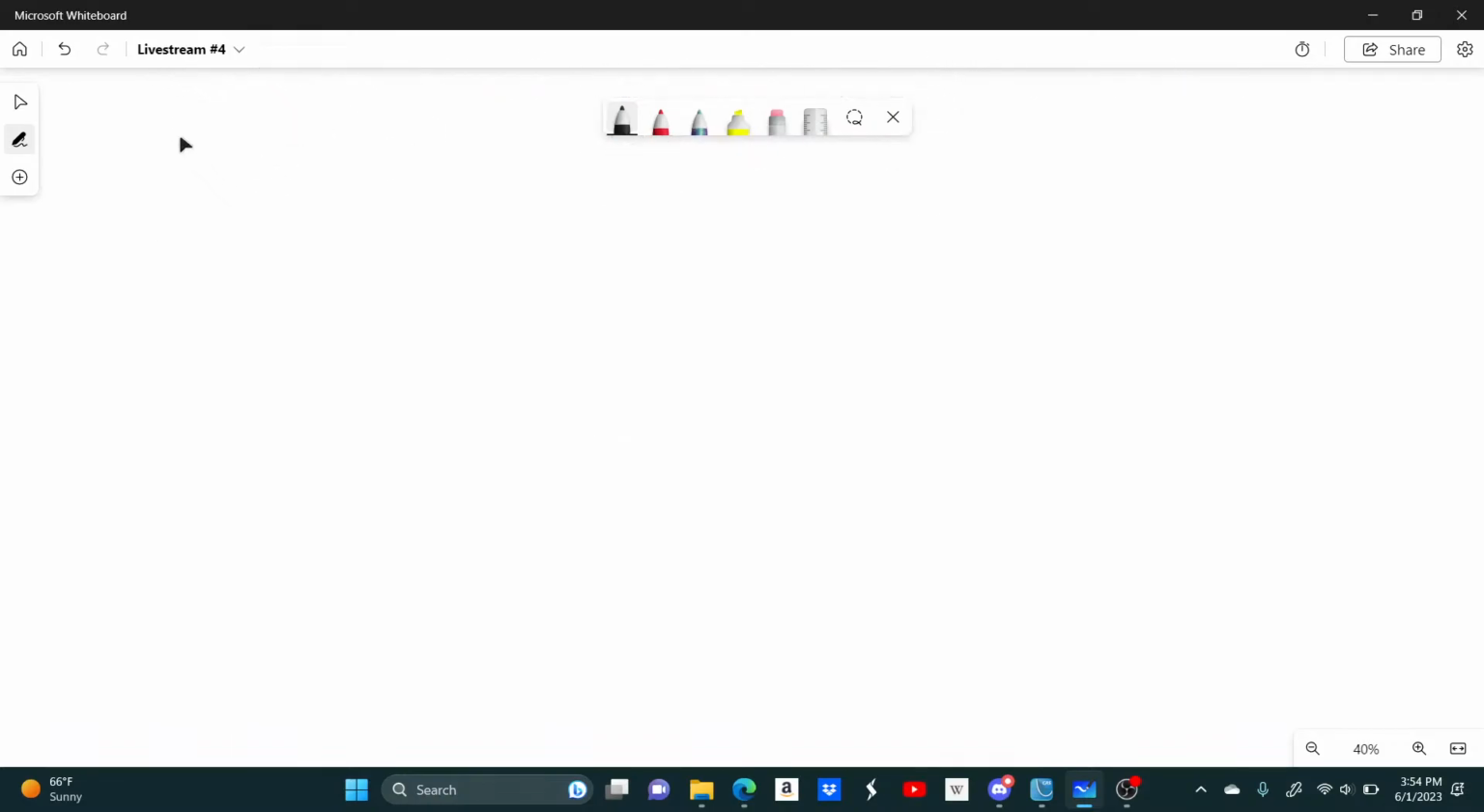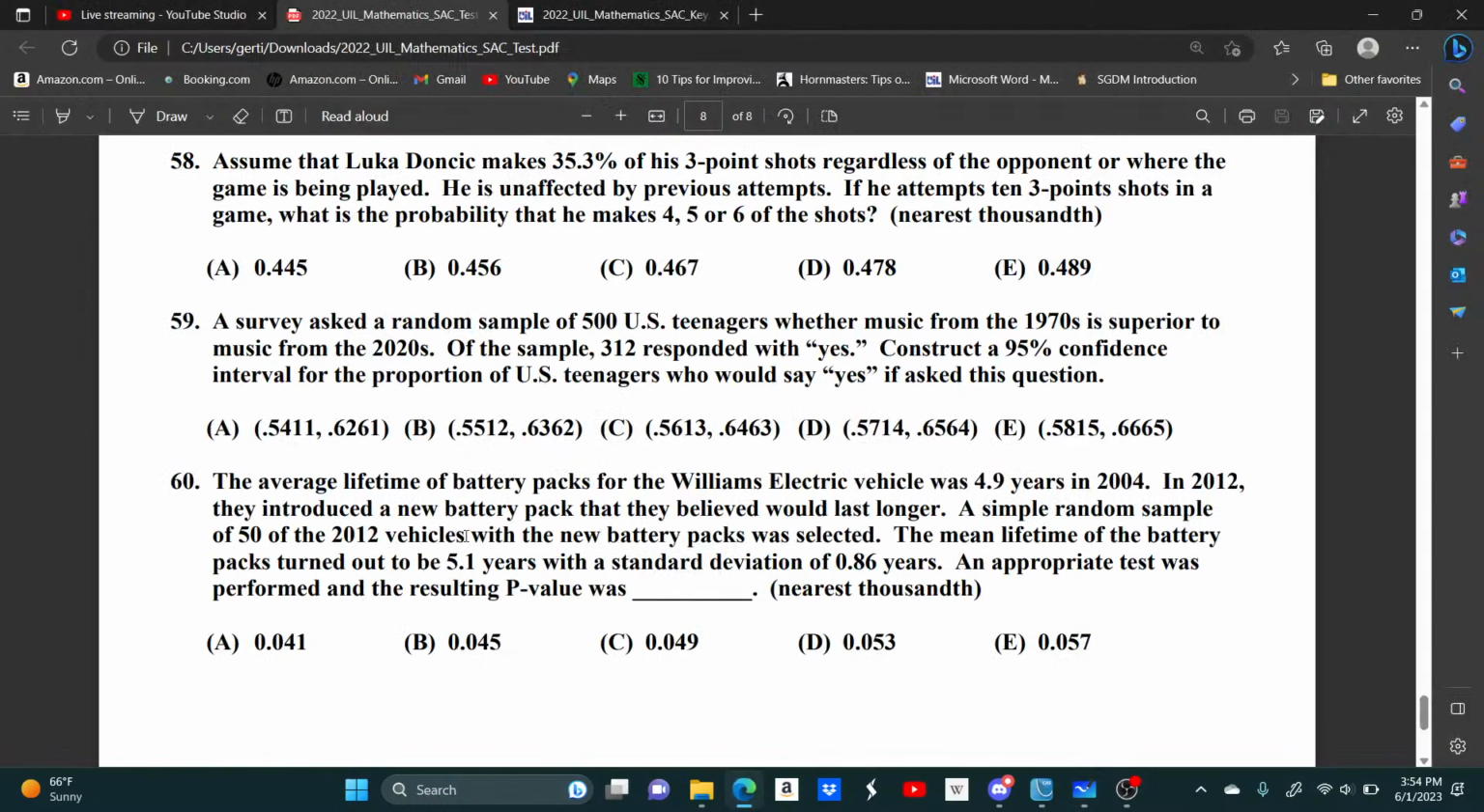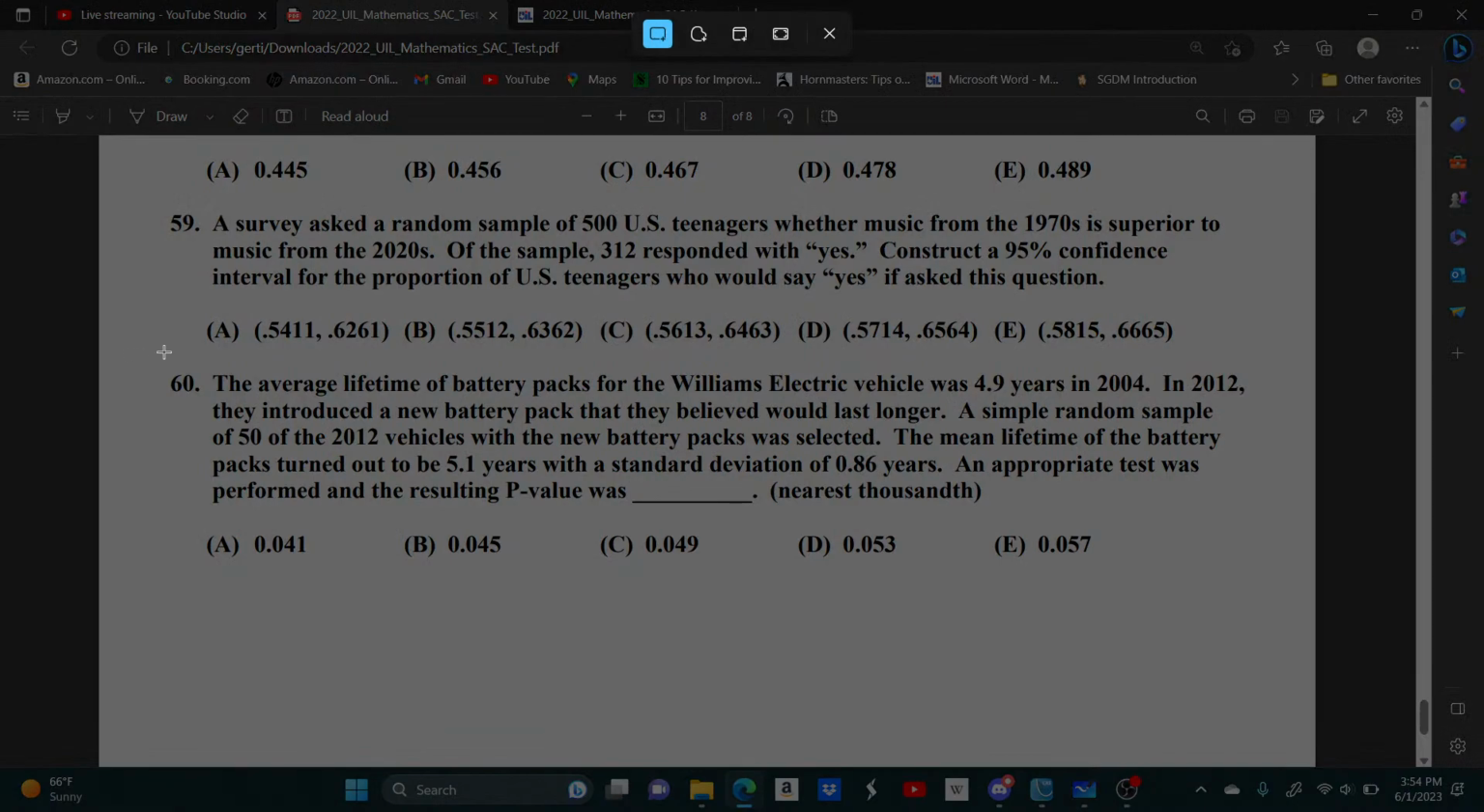And then finally, the last problem. Last problem on this test, and we'll have gone over every question on here.